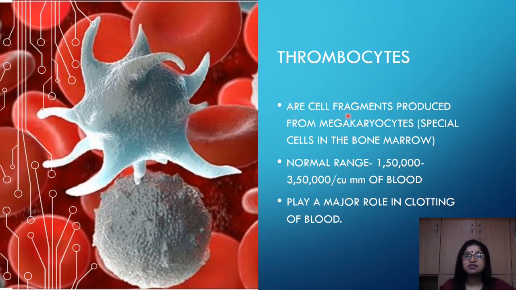These are cell fragments. They are very small cells which are produced from the megakaryocytes. What are the megakaryocytes? These are special cells present in the bone marrow, and the fragments of these megakaryocytes are what we call platelets. The normal range of platelets is around 1,50,000 to 3,50,000 per cubic mm of blood. So if you really compare, the maximum number of cells are going to be the RBCs, followed by the platelets, and lastly the WBCs. The important function of thrombocytes is that they play a major role in clotting of blood, also called coagulation of blood.